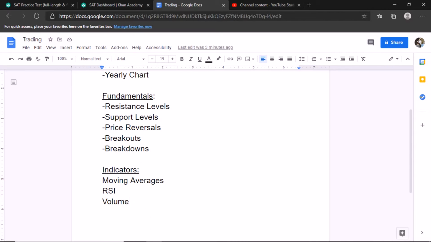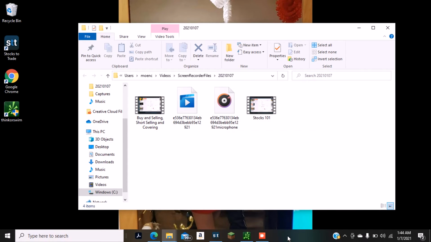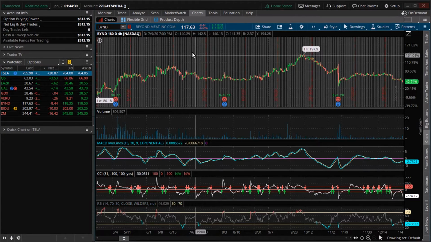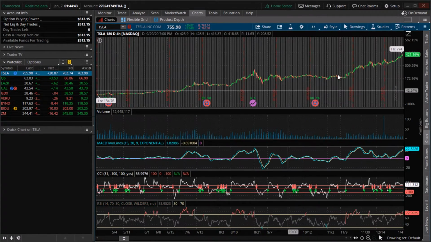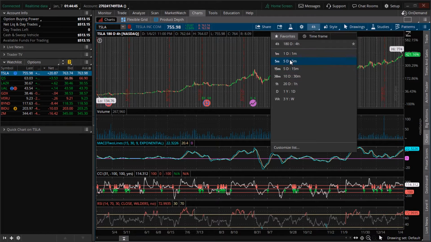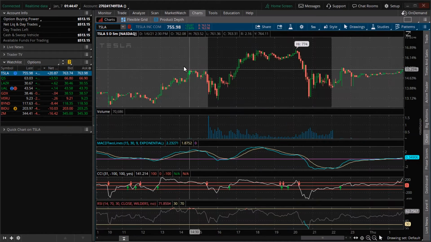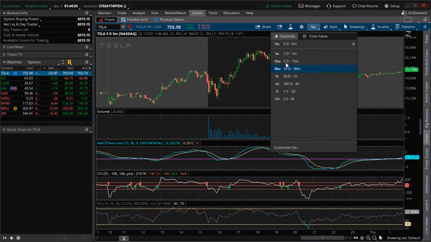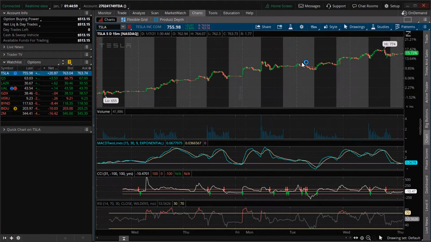Fundamentals. So resistance levels, support levels, price reversals, breakdowns, breakouts. Remember what we went over last time? We touched on resistance and support levels. Today was a great example of that because we got to see a nice resistance level right here, and a nice support level was formed right here. And those are different indicators that you can use on a daily chart, on a 5-day chart.